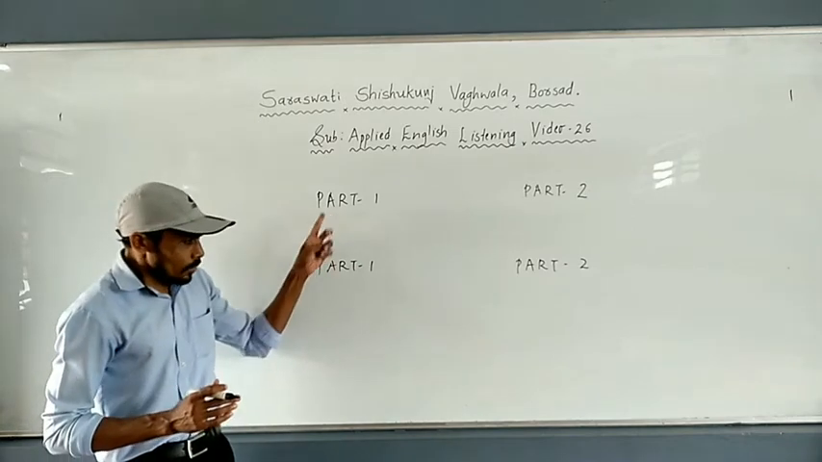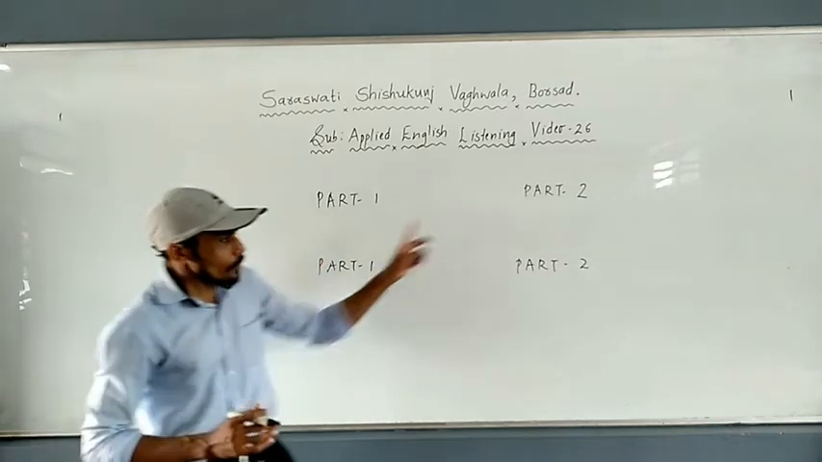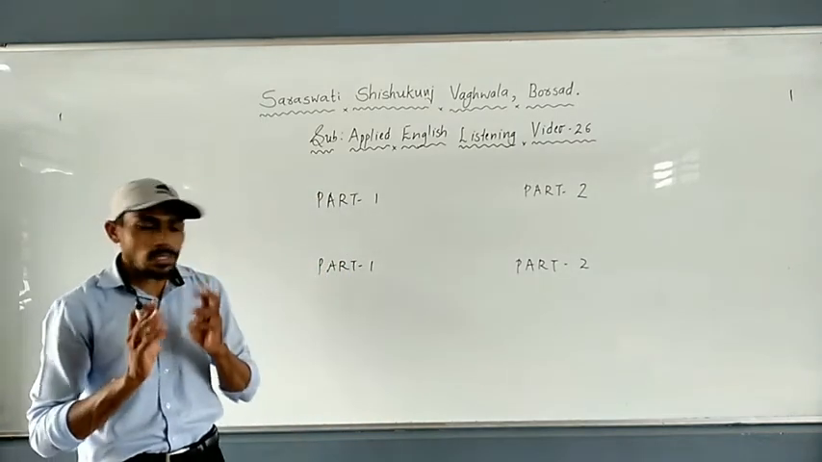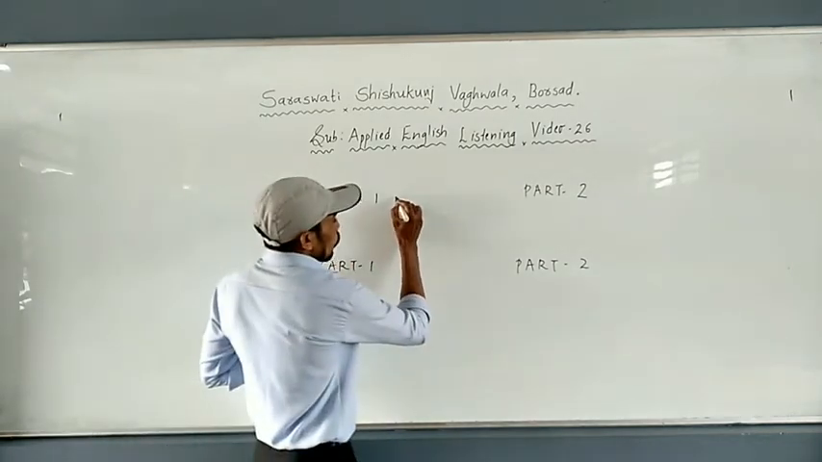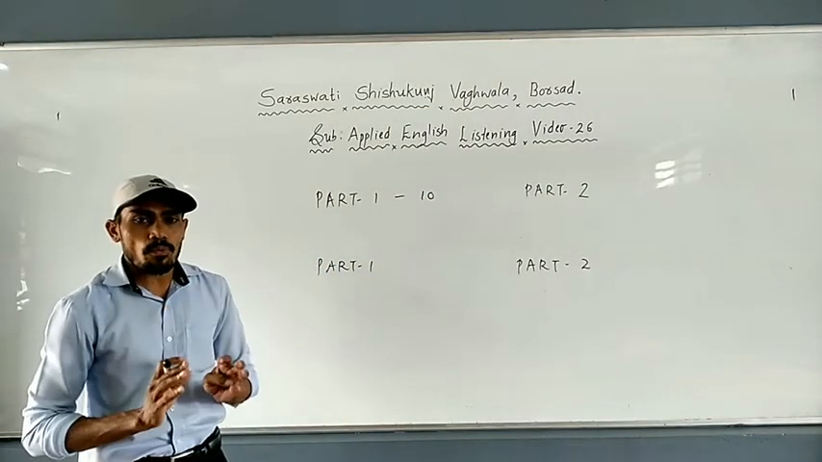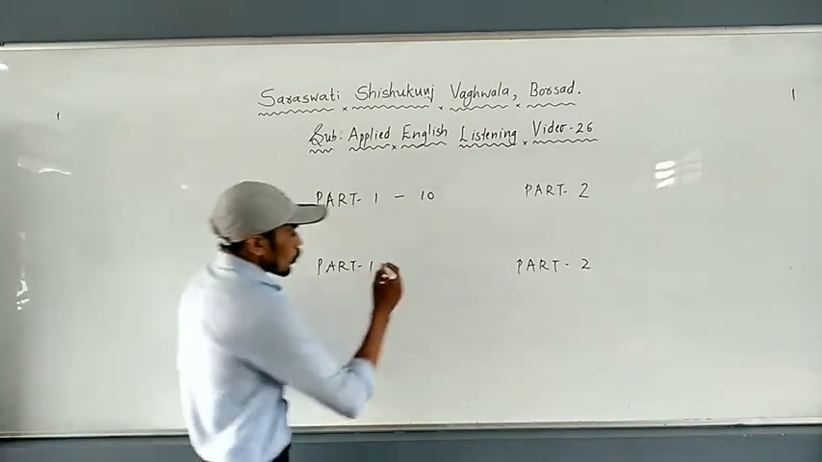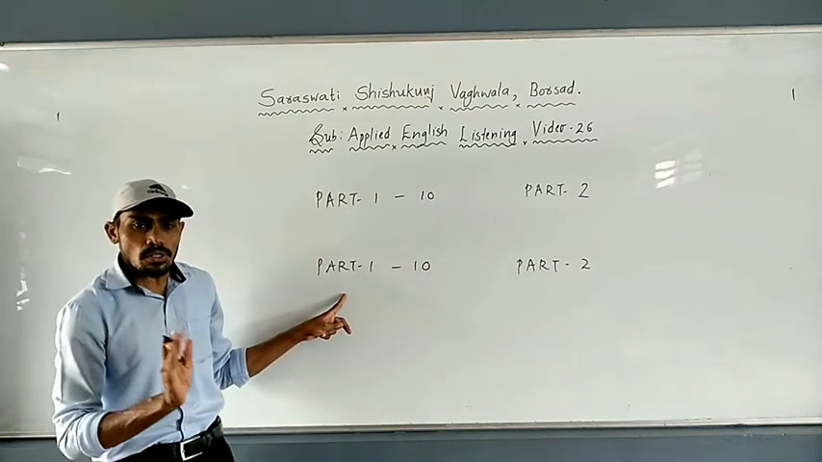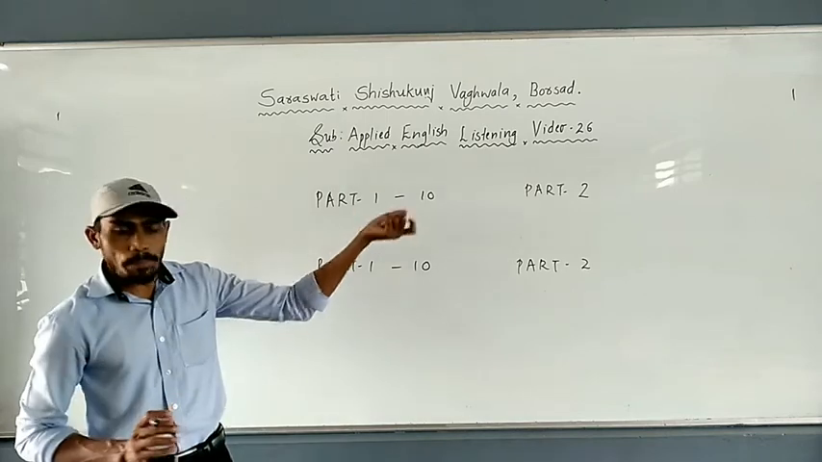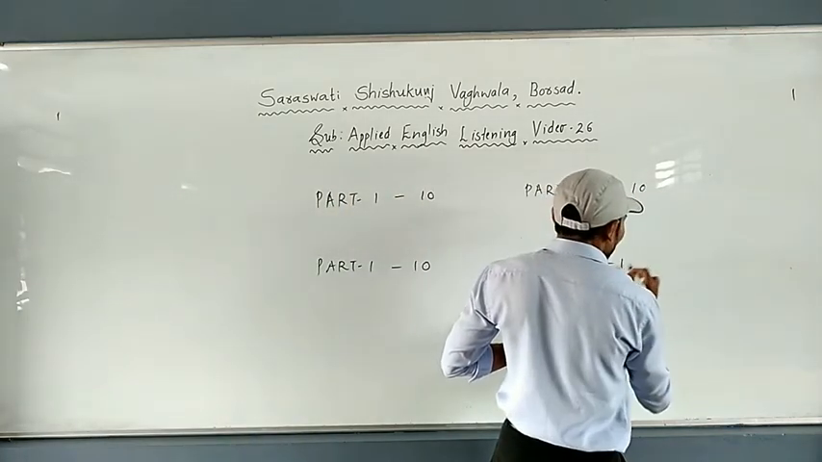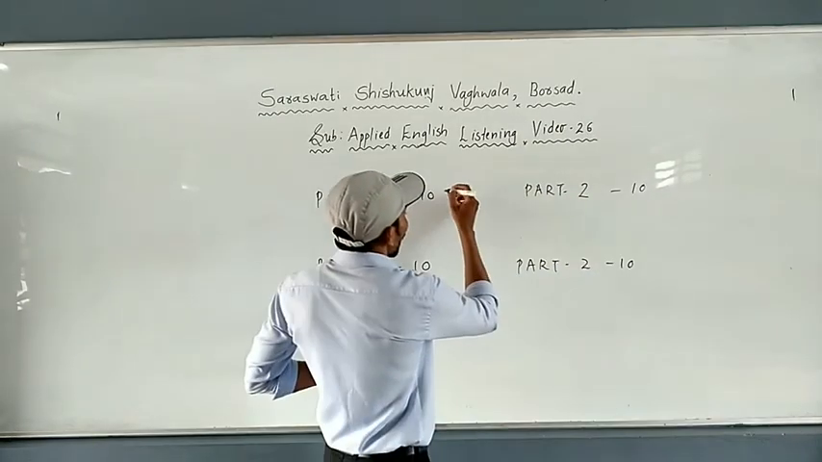This is part 1, here also it is part 1, this is part 2, here part 2. So there are a total of 40 questions that you are going to have. That means 40 fill in the blanks you will have. You need to face 10 questions in part 1, in part 2 as well 10, and here also 10.